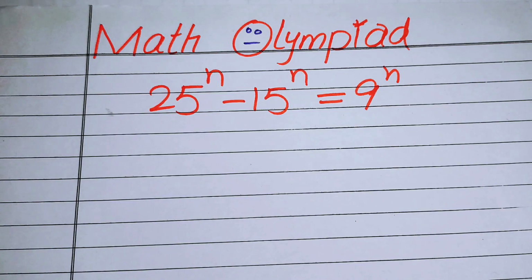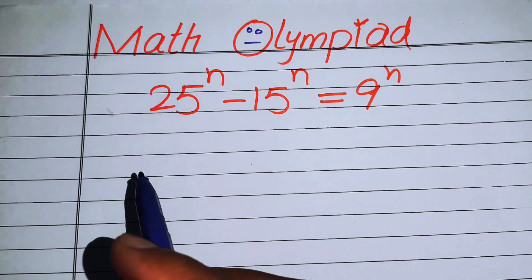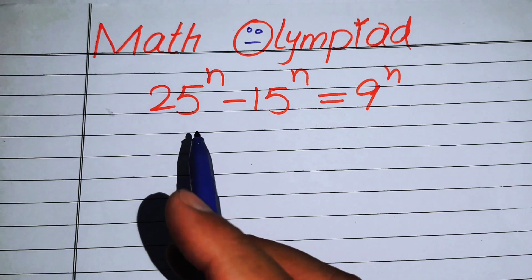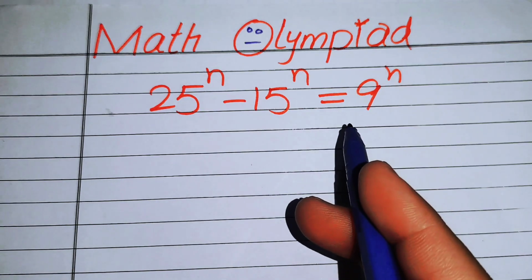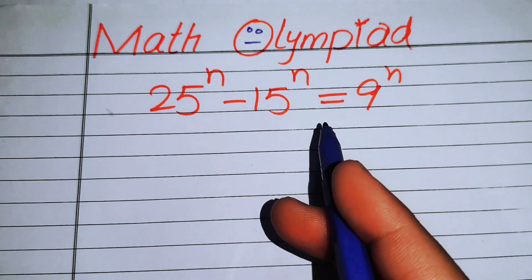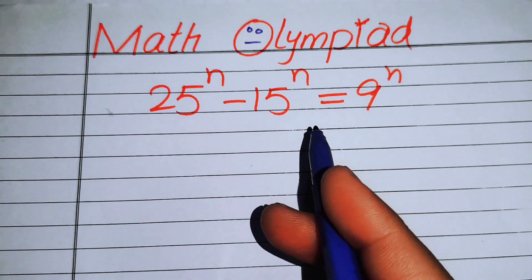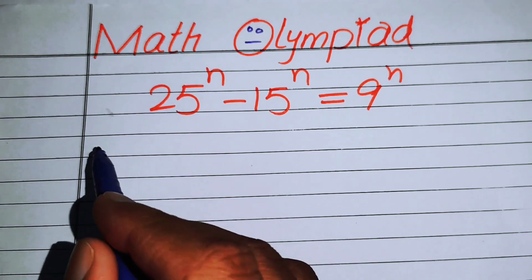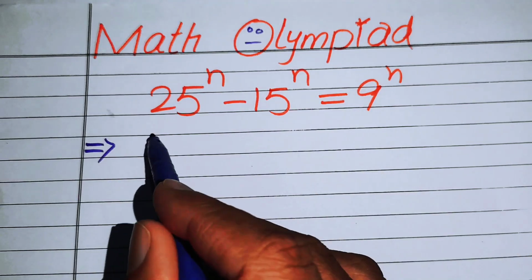In this video we are going to solve this nice algebra problem, and here we have 25 to the power of n minus 15 to the power of n equals 9 to the power of n, and we will solve this problem for the values of n. So the very first thing we are going to do is divide both sides by 9 to the power of n.